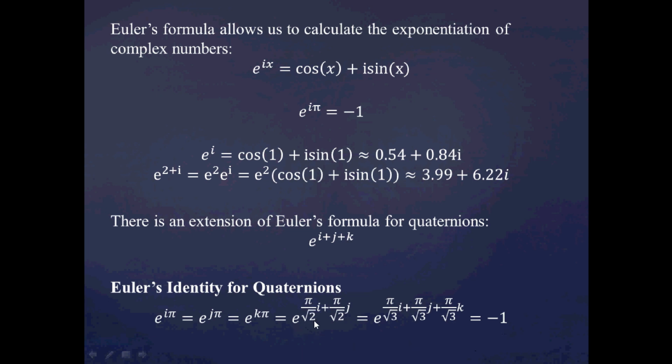e to the pi over square root of 2 i plus pi over square root of 2 j, that's also equal to minus 1. And lastly, e to the pi over root 3 i plus pi over root 3 j plus pi over root 3 k is also equal to minus 1.